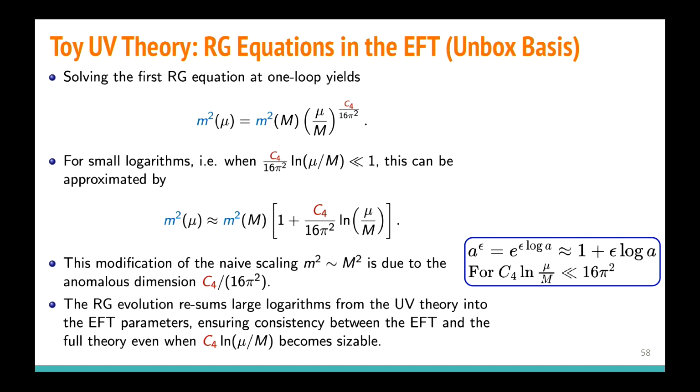And the RG evolution basically resums all the large logarithms that we encountered from the UV theory into the EFT parameters. So they would be resummed and put into the EFT parameters, which would ensure the consistency between the EFT and the full theory, even when this C4 log of mu by m becomes sizable. So we'll see that it's not just the size of the coupling which matters, but whether or not there are large logarithms at play. If there are large logarithms at play, we'll always violate perturbativity. If we can resum the large logarithms away, then it's a good calculation. It's not a sick calculation.